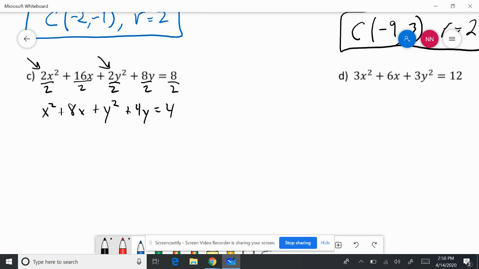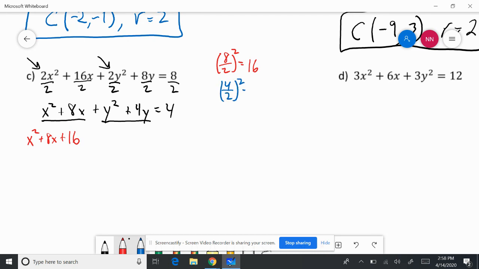Now we're going to do the same process as before. We're going to complete the square. So for the first one, we have the 8 divided by 2 squared. 4 squared is 16. So I have x squared plus 8x plus 16. And then for my other one, I have the 4 over 2 squared. 4 divided by 2 is 2. 2 squared is 4. So I have y squared plus 4y plus 4 is equal to, I bring down my 4.